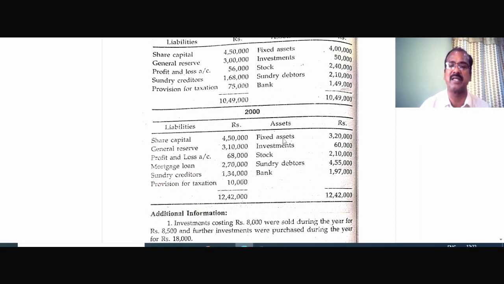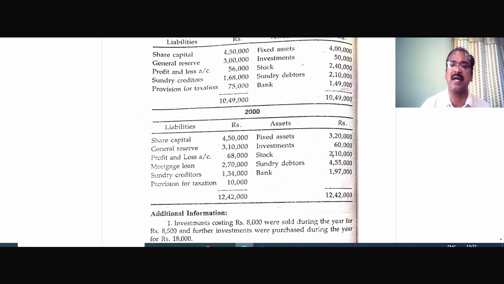Then regarding fixed assets, you find a decrease in the value of fixed assets comparing that of last year. We will open a ledger account and find out what is going to happen. Investments, increase in investment amounting to 10,000 is given here. We will decide what is the reason for it and what else has happened in relation to investment after going through the additional information of the problem.